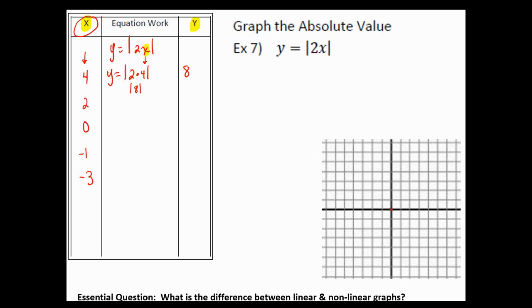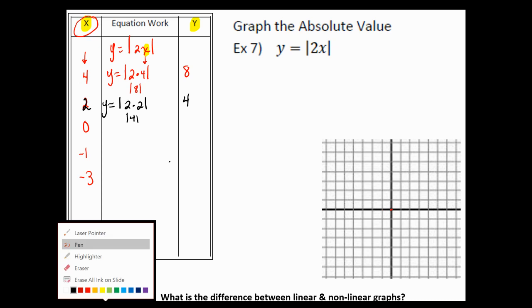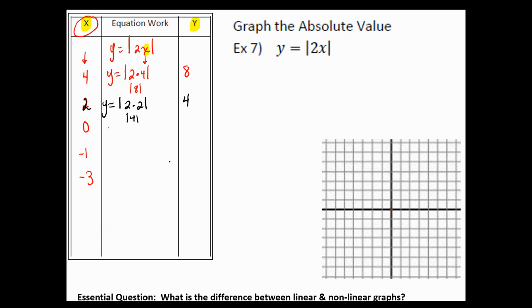The next one, let's change colors here for you. y would be equal to the absolute value of 2 times, plug in the 2. What's the absolute value of 4? It would be 4. So when we plugged in this 2, we got 4. And the next one would be y is equal to the absolute value of 2 times 0. What's the absolute value of 0? It would be 0. So when we plugged in a 0, we got 0.